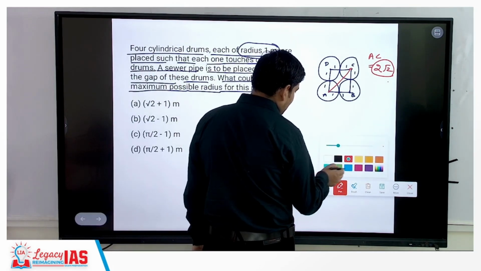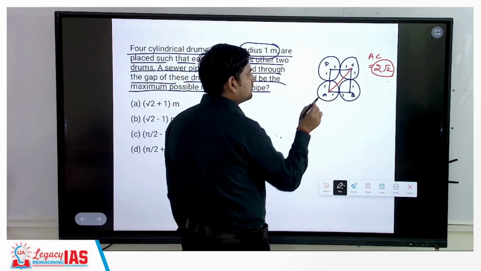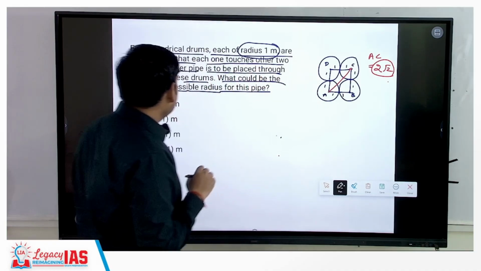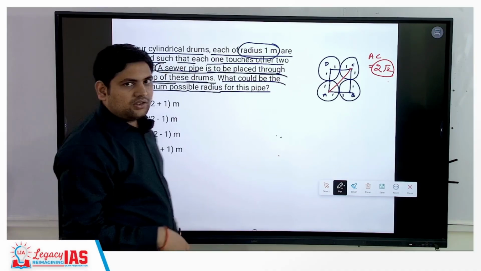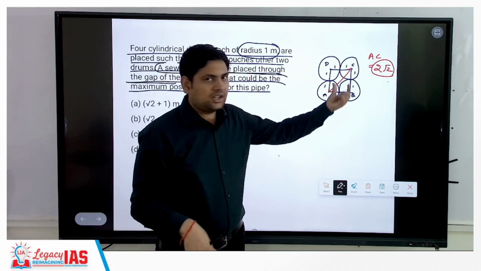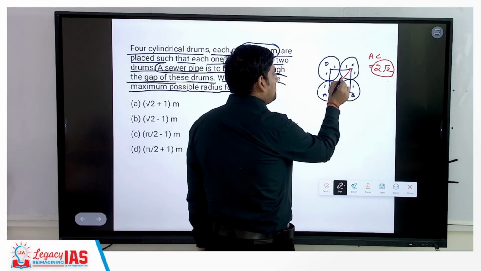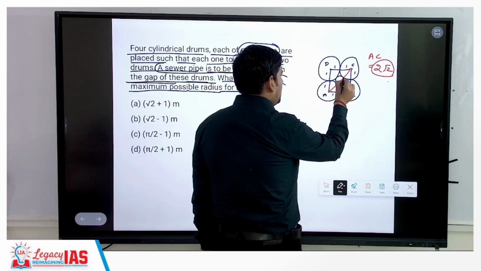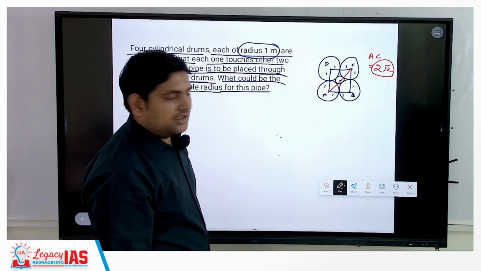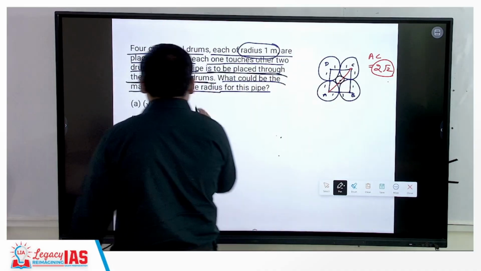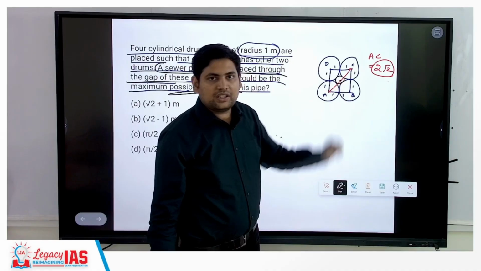Now watch it carefully. It says that a silver pipe is placed through the gap of these drums. Now what you will do? Between this gap, a silver pipe goes like this, between the gaps. Now you need to find the maximum possible radius of this pipe. That means you want the radius of this small circle.